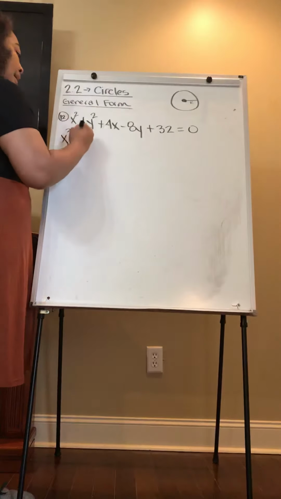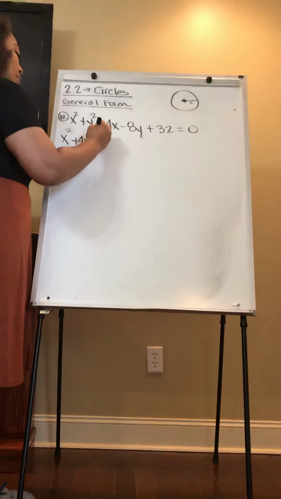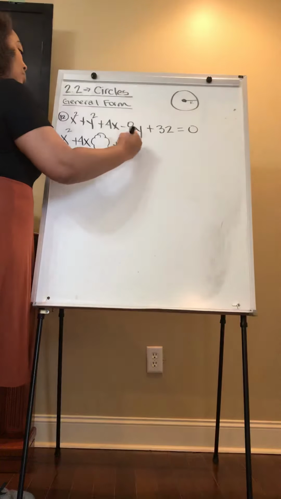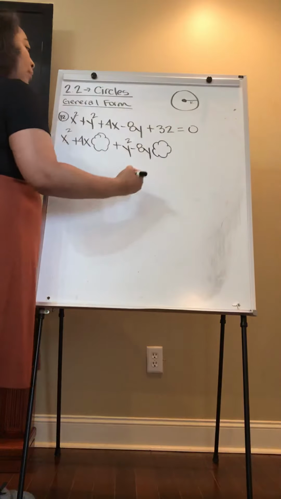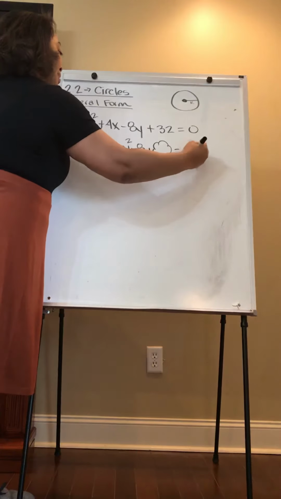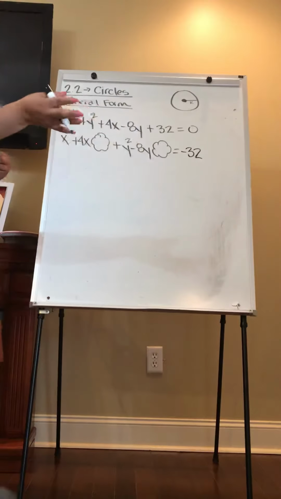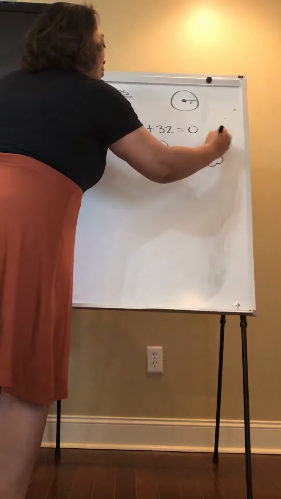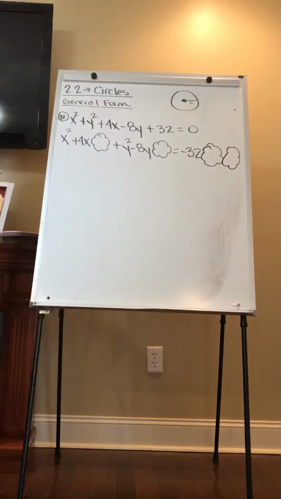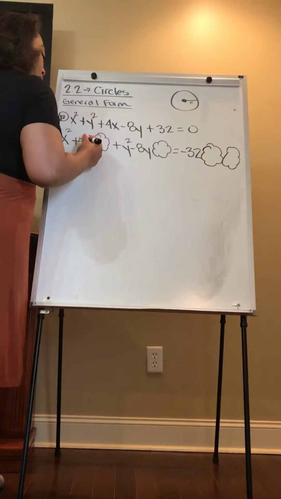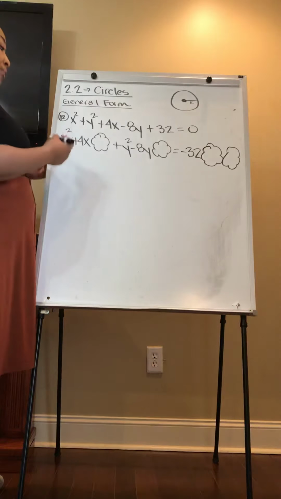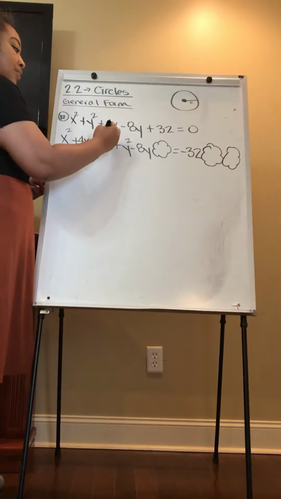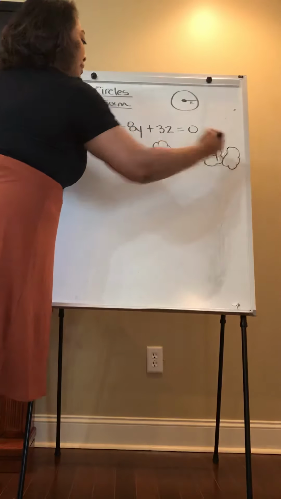So we got x squared plus 4x and a bubble, plus y squared minus 8y and a bubble, equals negative 32. Move the number to the other side, and you're going to have double bubble. You put your bubble on both sides, two of them on that side. So you're going to take your x term, which is 4x, and take half and square it. Half of 4 is 2. 2 squared is 4. So I'm going to put plus 4 on both sides.